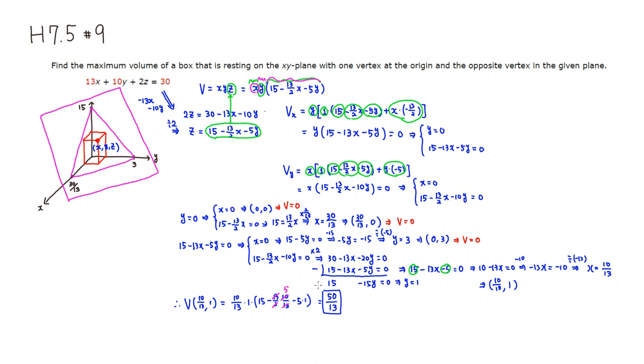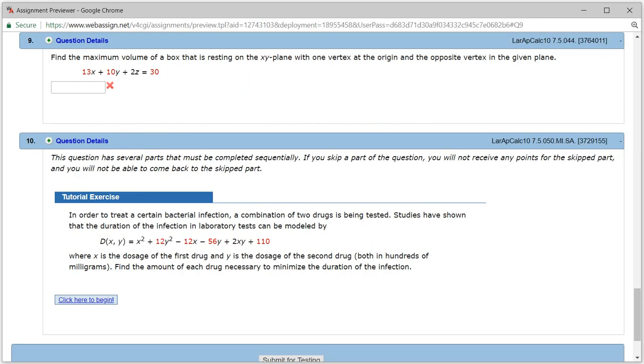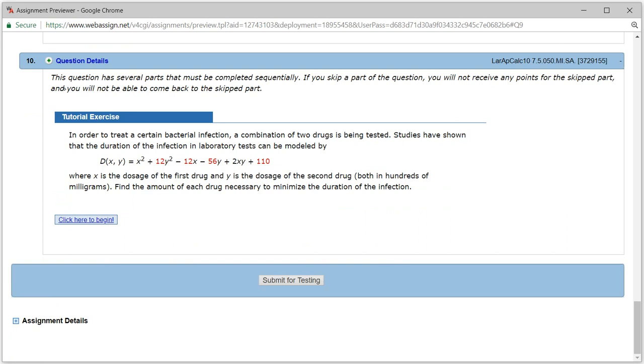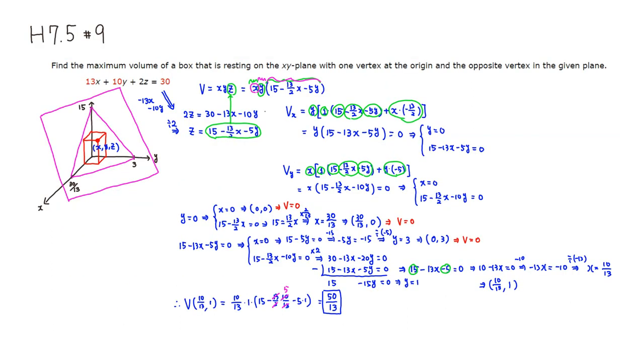So let's plug it in. All right, the answer we got was 50 over 13. Let's check the answer. Submit for testing. All right, I came back and it looks like we got the correct answer here. All right, that's it. I hope that this was clear.